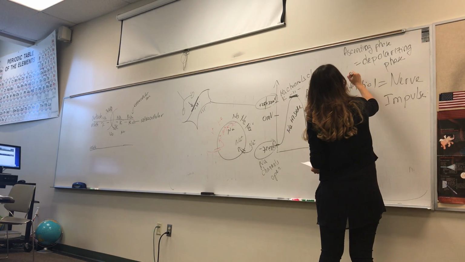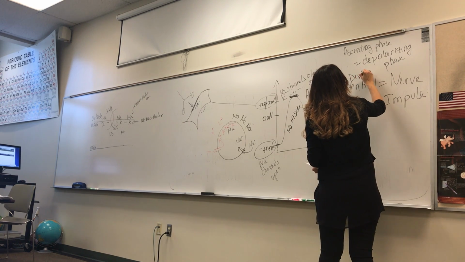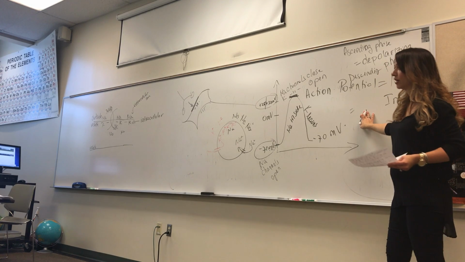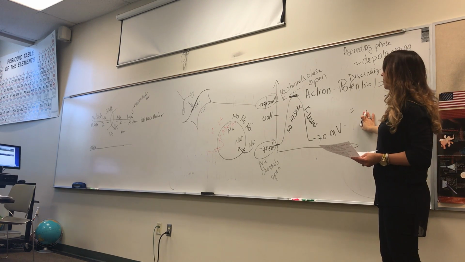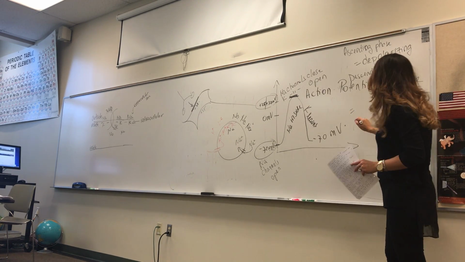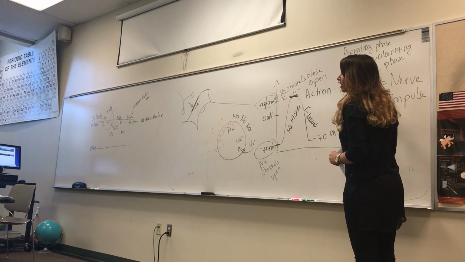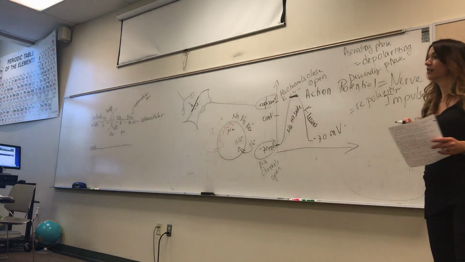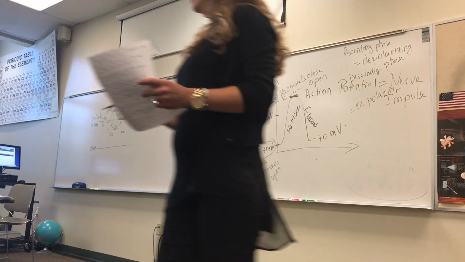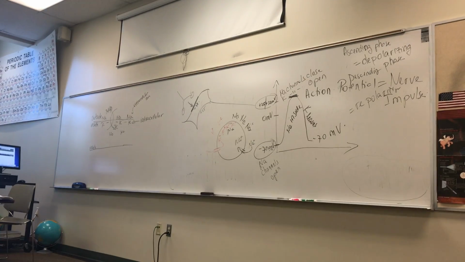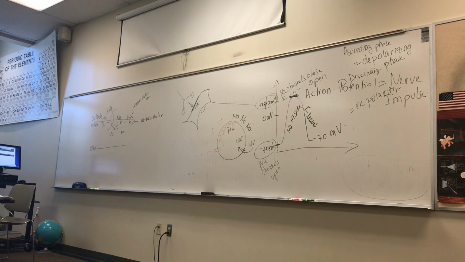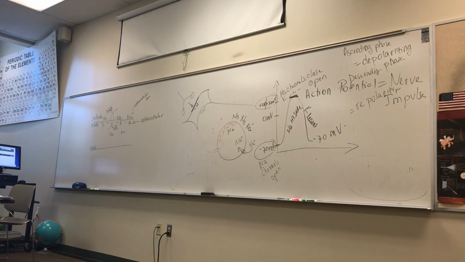And the second phase, the descending phase, what do you think I call it? I'm going back to polarizing, so I'm going to call it the repolarizing phase. So when it goes down to negative 70, then it goes to the resting potential? That is the descending phase of the action potential, but it's also the resting potential, right?